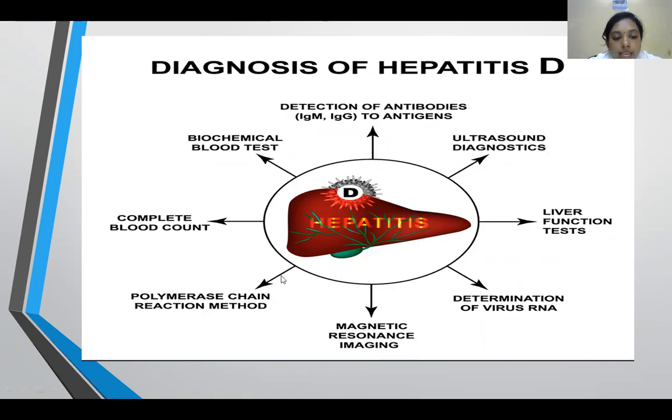PCR, polymerase chain reaction. What is it known as? Real-time polymerase chain reaction is known as TaqMan. TaqMan. This question will be asked in PG exams. Then complete blood count and biochemical blood tests. These are the routine tests.